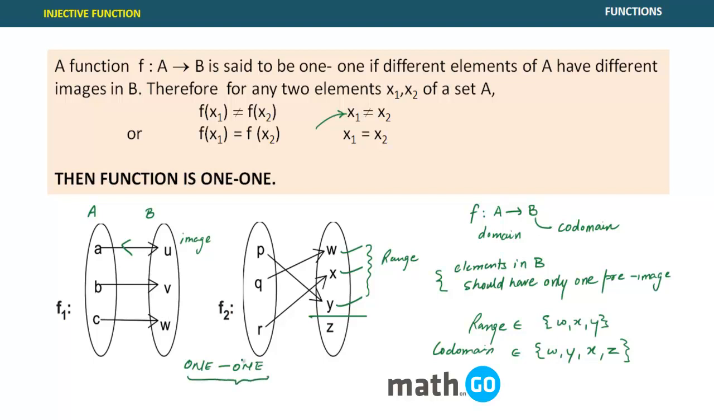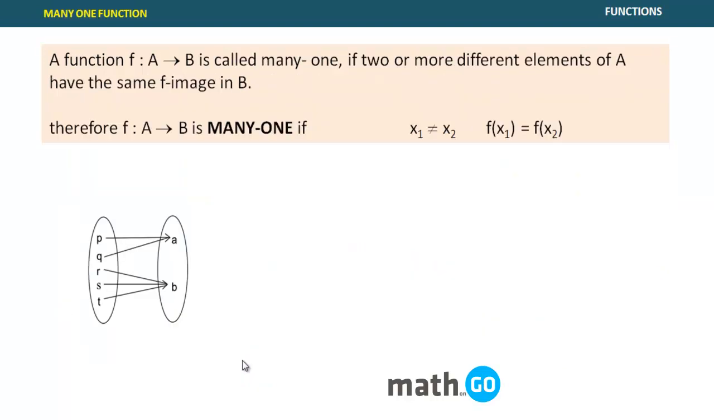Got it? This is how you see it when you are given a set diagram. The opposite of one-one is many-one function, right? So as we did, an element in B has only one preimage. This is what we talked about, only one preimage for one-one. So you can also understand it by the context.